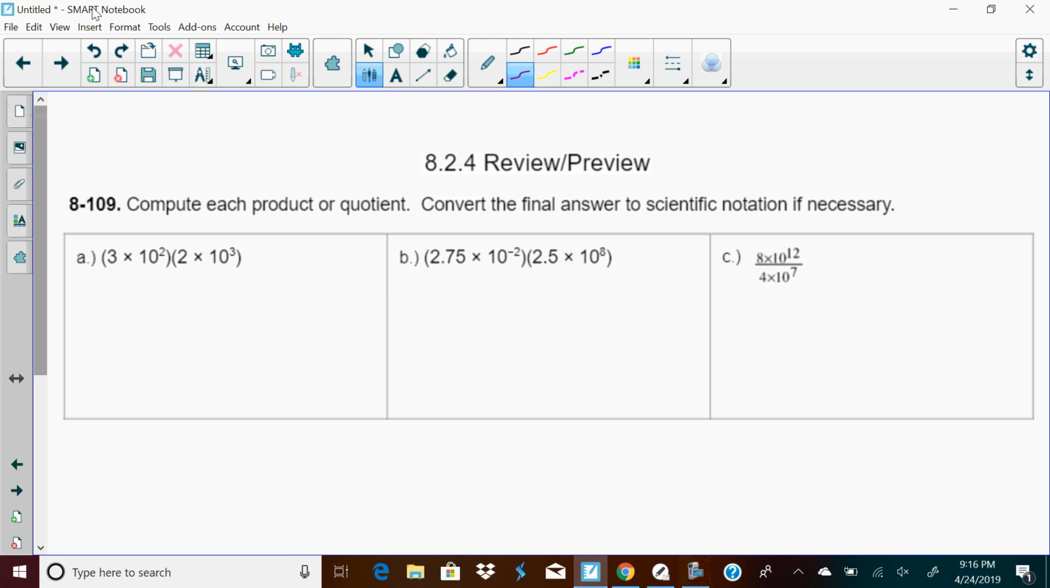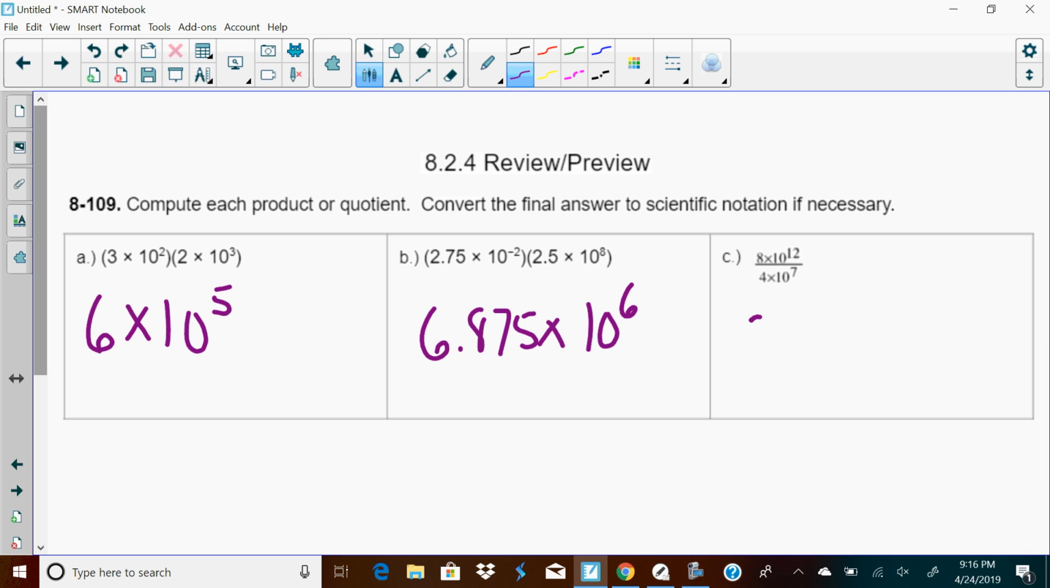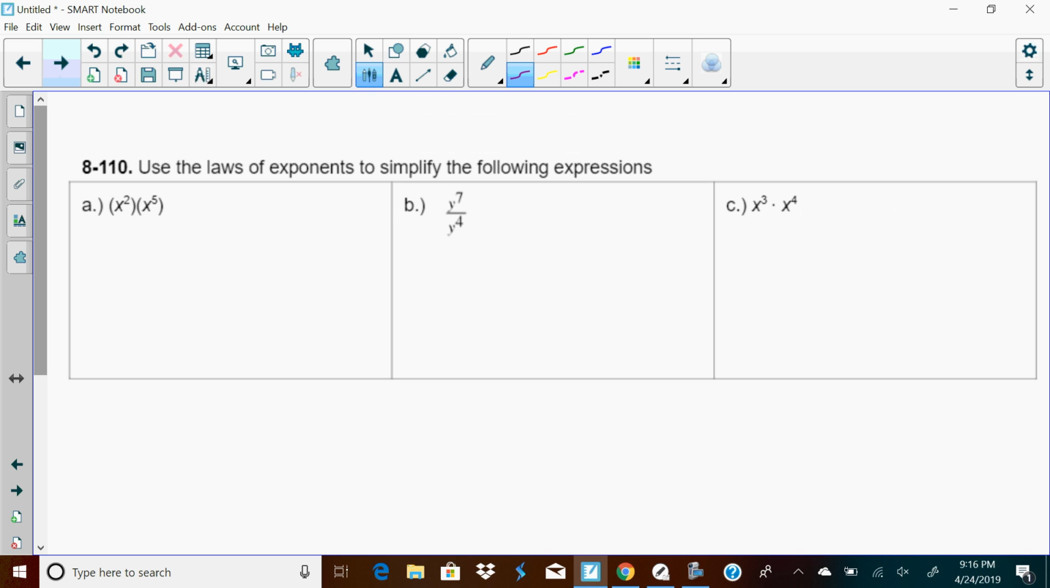Okay, here are the answers for 824. The first three, you're just doing product or quotient, so you're just going to put it straight into your calculator. So A, the correct answer is 6 times 10 to the 5th power. B was 6.875 times 10 to the 6th. And C was 2 times 10 to the 5th. Just make sure you put parentheses around your calculations.